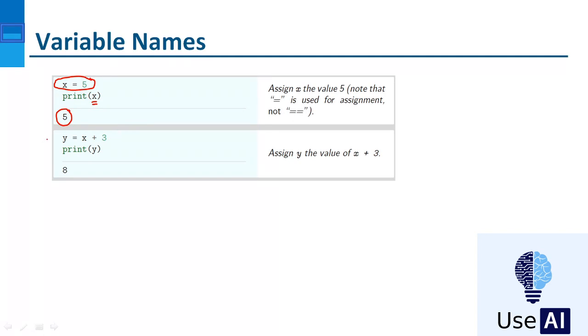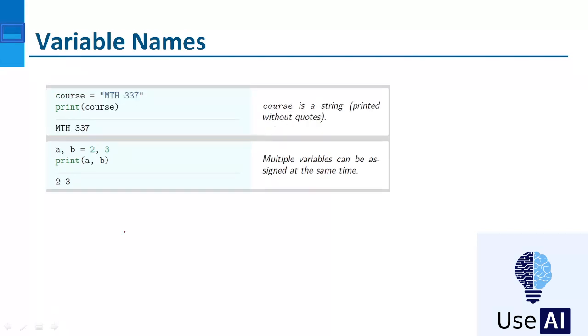You can also assign an expression to a variable, like y = x + 3, which means we already know the value of x. The x value is 5, so 5 plus 3 will become 8. Now when you print y, the value obtained is 8. Next, course = a string like some math course, MTH 337. Now we can print this particular course, and the same string will be displayed.